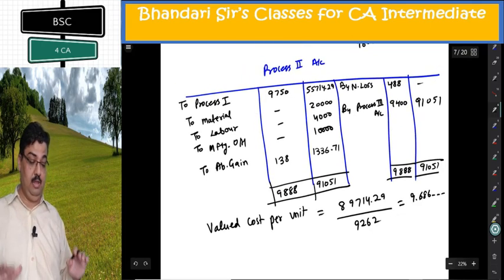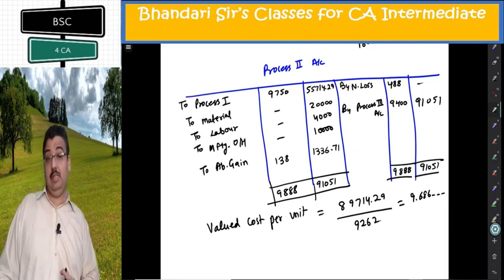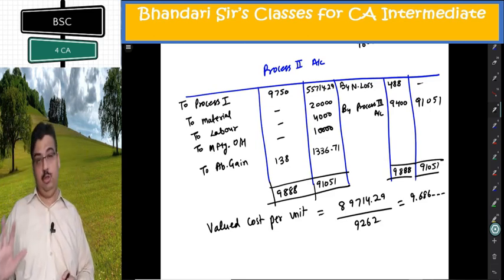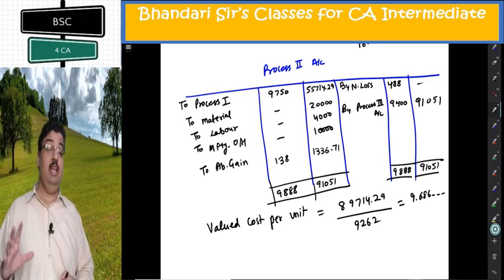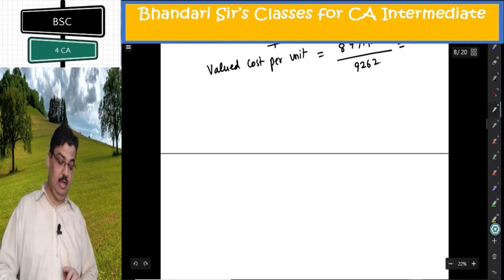This is process 2 account. Same way process 3, then I'll make abnormal loss and abnormal gain account also for you. It's very easy here because there is no scrap value involved. Process 3 account.